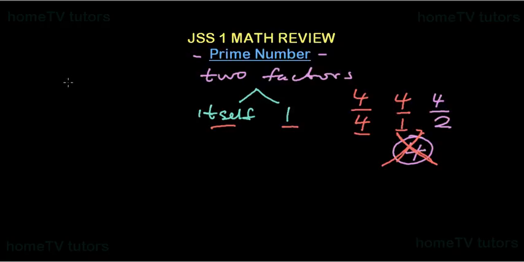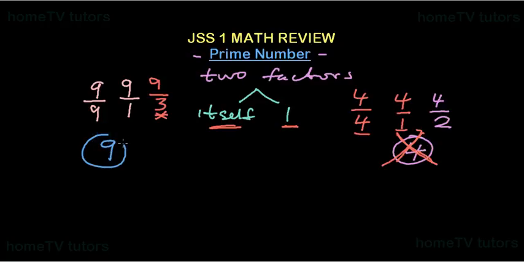Let's quickly check another number. Let's say 9. So 9 is divisible by itself. 9 is divisible by 1. Then you discover that 9 is also divisible by what? 3. Good. So since it has more than 2 factors, which is supposed to be itself and 1, we have 3, the extra factor. So 9 is not a prime number.